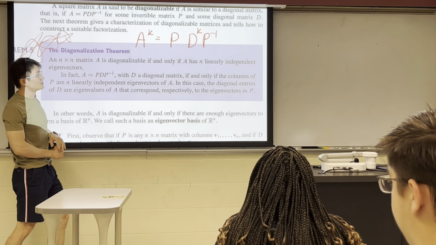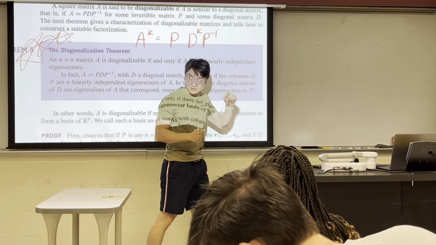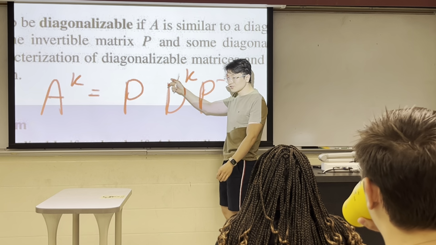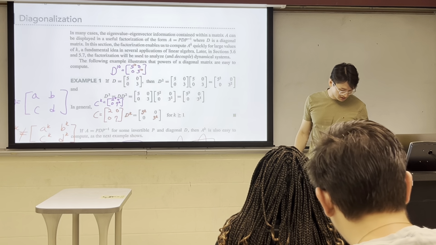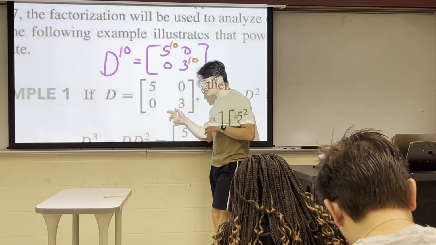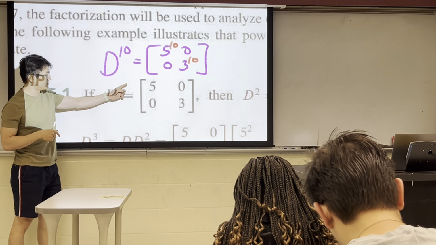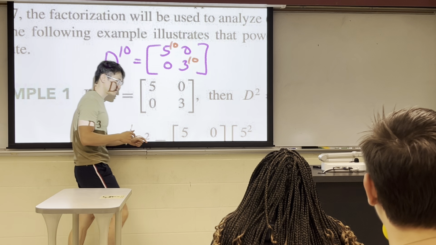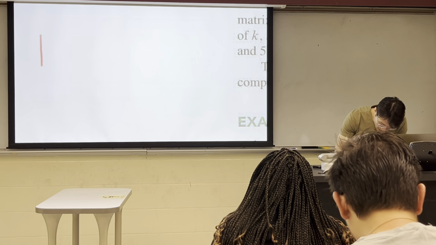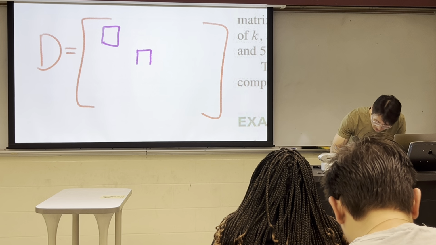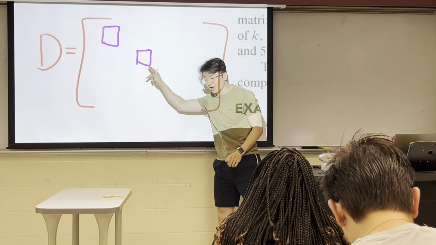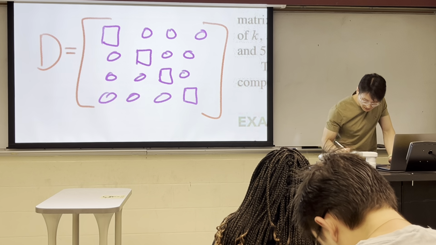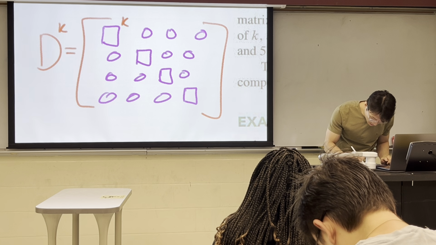And what is the advantage of using D to the power K? This is the reason we use these diagonal matrices. If I want to raise D to the power 10, I end up getting 5 to the power 10, 3 to the power 10. If you have a long matrix, it's the same. D is some matrix that has non-zero numbers on the main diagonal and all zeros elsewhere. You just raise the power.